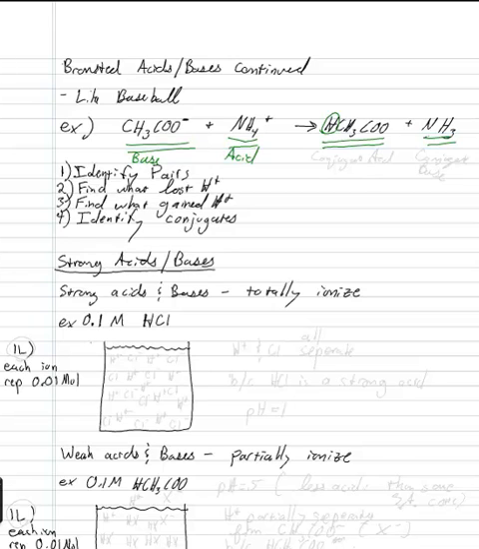And we look at our conjugate. Who has the H+ in the end? That's our conjugate acid. And NH3 is our conjugate base. And you can also remember, if you figure out the acid and base, the conjugates are the opposite.